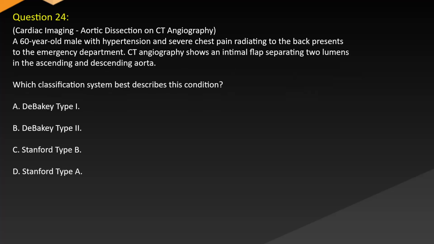Question 24. Cardiac imaging. Aortic dissection on CT angiography. A 60-year-old male with hypertension and severe chest pain radiating to the back presents to the emergency department. CT angiography shows an intimal flap separating two lumens in the ascending and descending aorta. Which classification system best describes this condition?